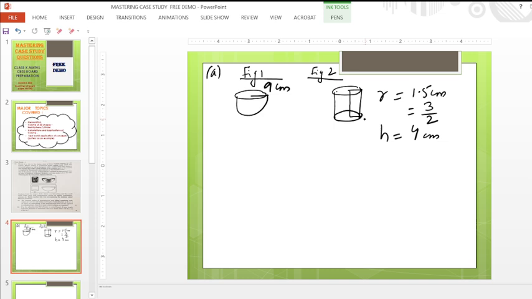So first, students, the hemispherical ball is completely filled with water, and to understand how much water this bowl can hold, its volume has to be calculated. So we'll go step by step. The volume of the hemisphere we'll find first. What is the volume of a hemisphere? The formula is 2 by 3 pi r cube. You know that the volume of a sphere is 4 by 3 pi r cube, and the volume of a hemisphere is half of it, 2 by 3 pi r cube.